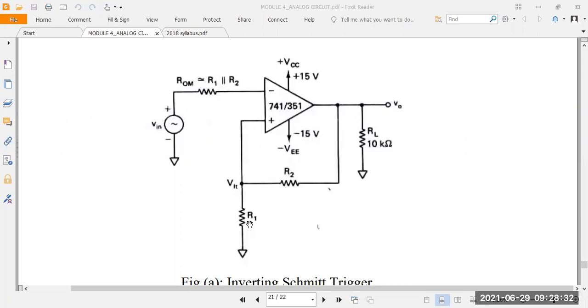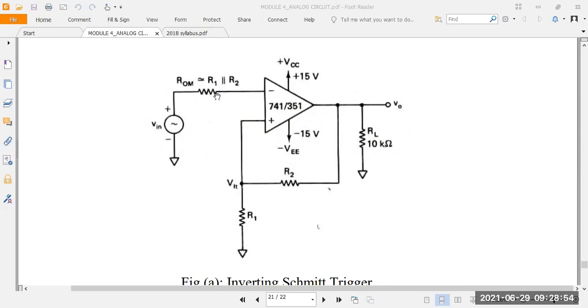So here you take two resistances, R1 and R2, in parallel connection for the op-amp. Apply plus VCC and minus VEE for the op-amp to conduct. Then you take V in voltage. V in is the main source voltage. It is given to the inverting terminal.